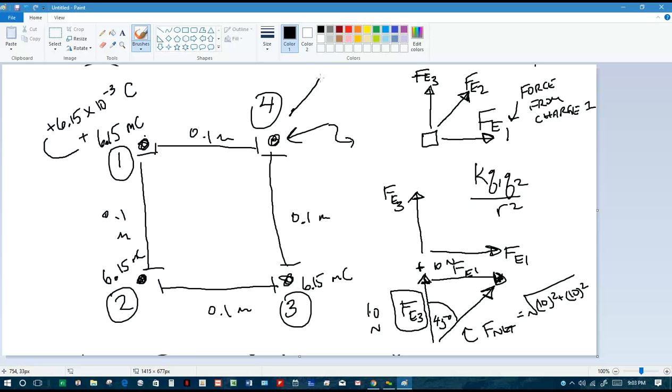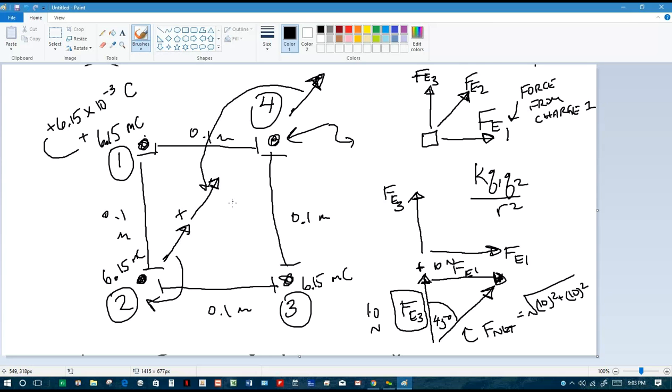Upward. Up and to the right. Right? Which way is charge 2 pushing? Charge 2 is pushing upwards and to the right. So if you look at what I'm drawing, you'll have a force from this guy coming from him, plus the other two that you've already added together. Does that make sense?